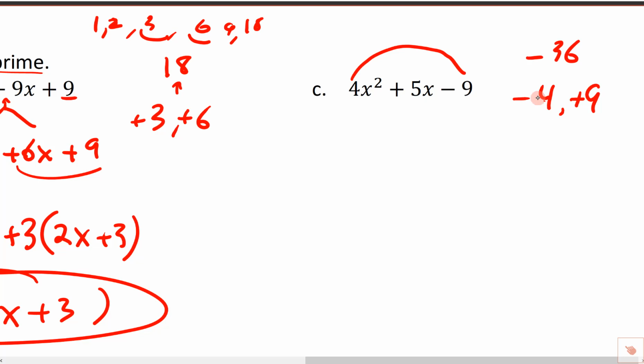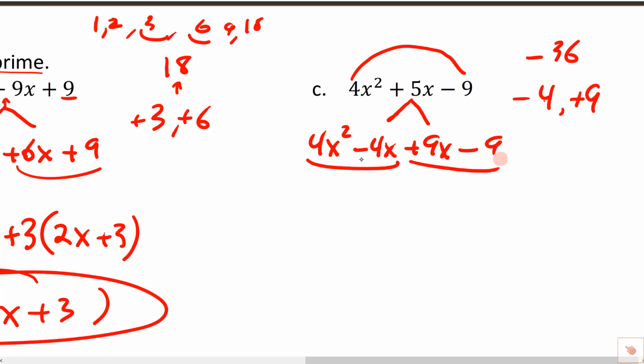Now, before we do anything else, let's double check and make sure. Do they multiply to be negative 36? Yes, they do. Do they combine to be positive 5? Yes, they do. So negative 4 times positive 9 is negative 36. Negative 4 plus 9 would be positive 5. We're in good shape. So here's what I'm going to do. I'm going to write down 4x squared. I'm going to write this down in two separate pieces, minus 4x and then positive 9x, and then I'm going to write the minus 9 right there. Okay, let's go for it.